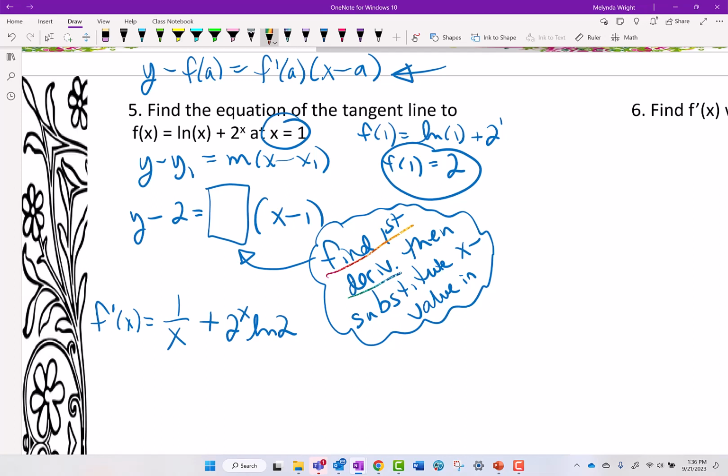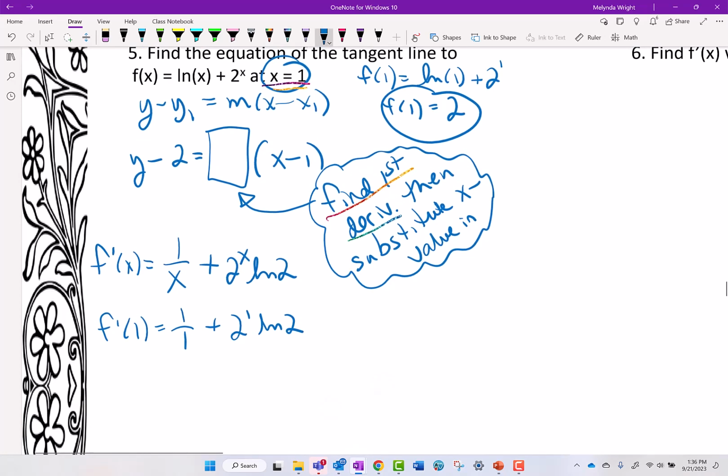My next step is to substitute the x value in, and the x value in this case is a 1. So I'm going to substitute the x value in, so f prime of 1 equals 1 over 1 plus 2 to the first ln 2. Okay, so f prime of 1 is 1 plus 2 to the first is 2, 2 ln 2.